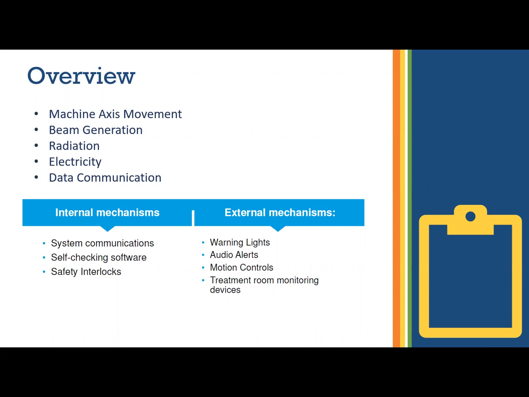So there are two mechanisms: internal mechanism and external mechanism. Internal mechanism includes system communication, self-checking software, safety interlocks, whereas external mechanism includes warning lights, where you can see outside the bunker or inside the bunker, audio alerts like beeps, sound, motion control, treatment room monitoring devices.